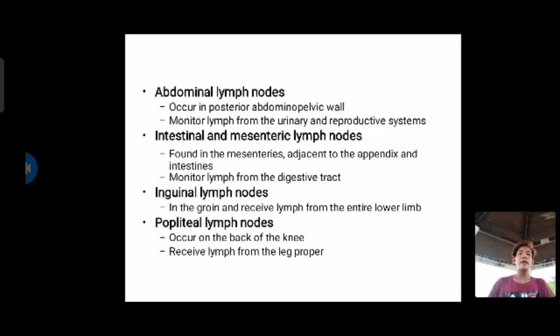Fifth is the intestinal and mesenteric lymph nodes. They are found in the mesenteries adjacent to the appendix and intestines. They monitor lymph from the digestive tract. Sixth is the inguinal lymph nodes in the groin, which receive lymph from the entire lower limb. And the last is the popliteal lymph nodes. They occur in the back of the knee and receive lymph from the leg proper.